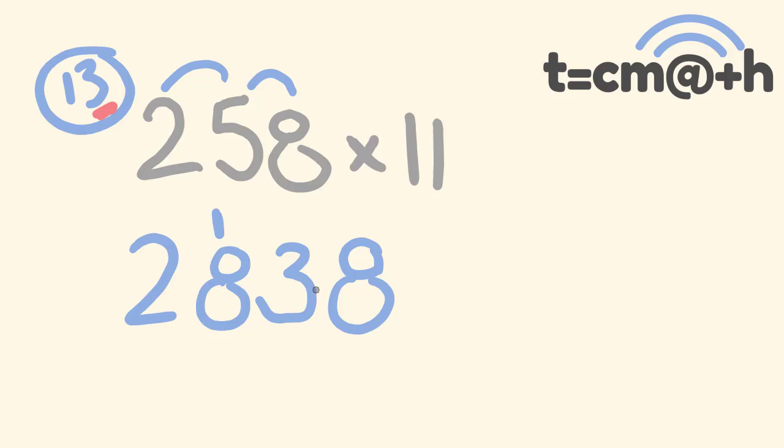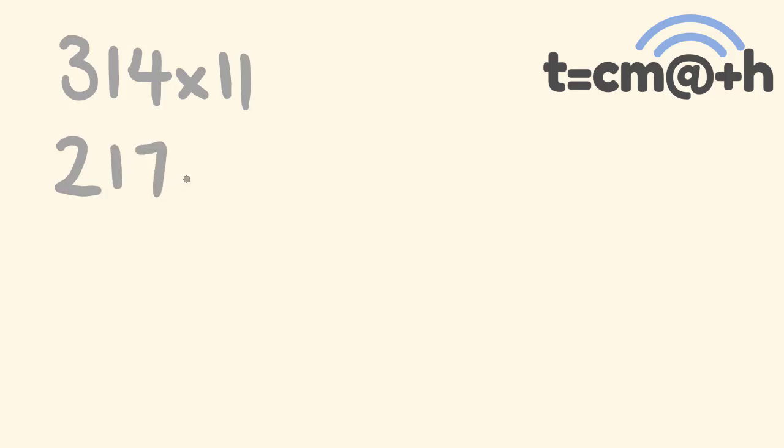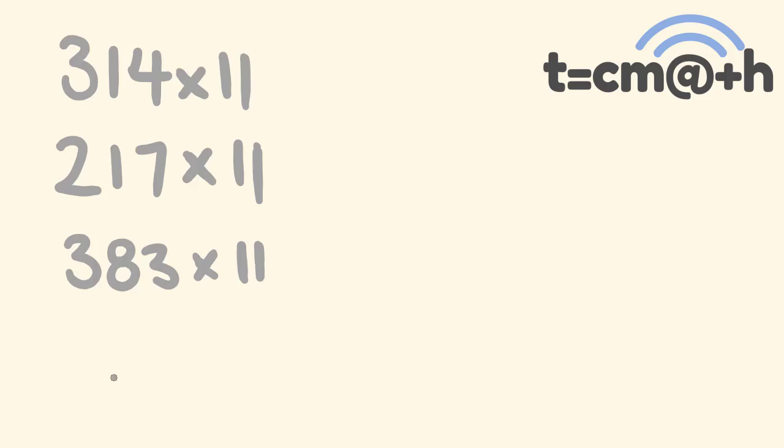So I'm going to give you a couple of easy ones, and then two harder ones, and then we'll look at why this works. Okay, some examples for you. What about we do 314 times 11? What about we do 217 times 11? What about we do 383 times 11? And what about we do 275 times 11? Okay, what about you give these a go?